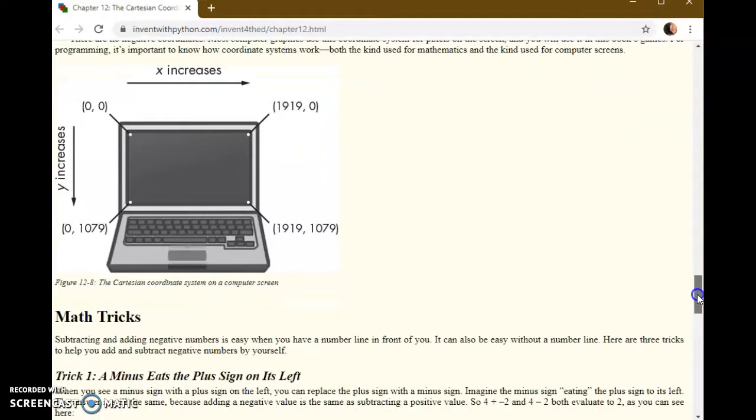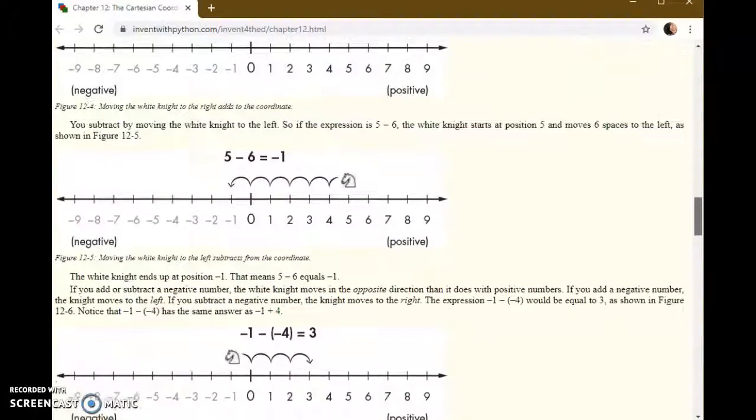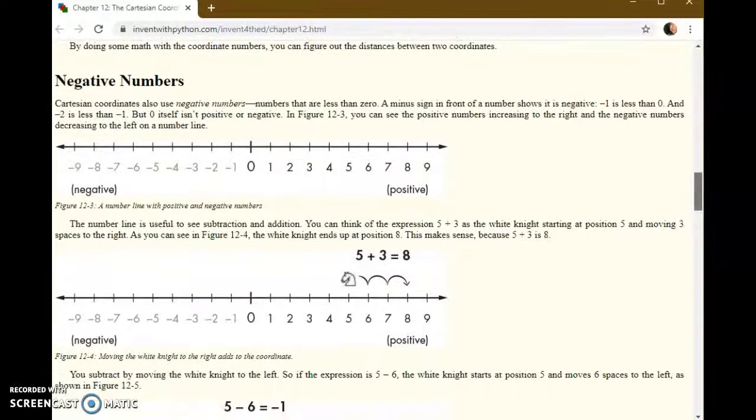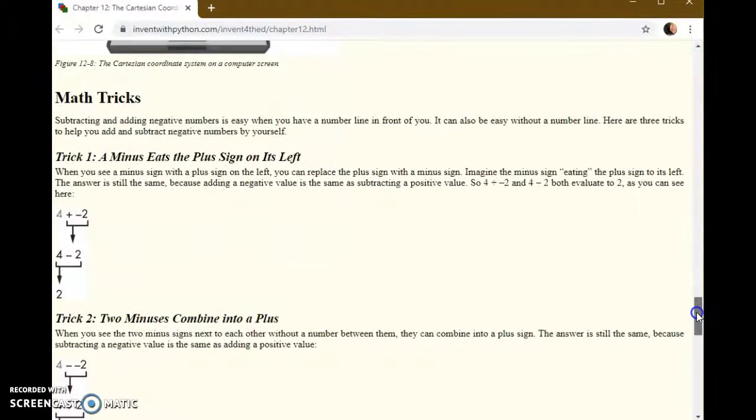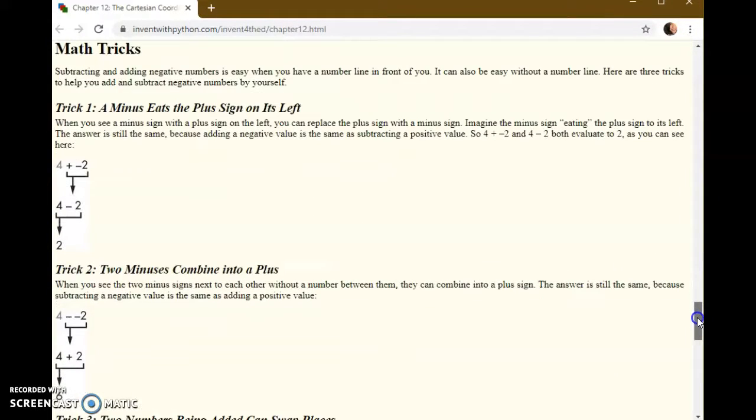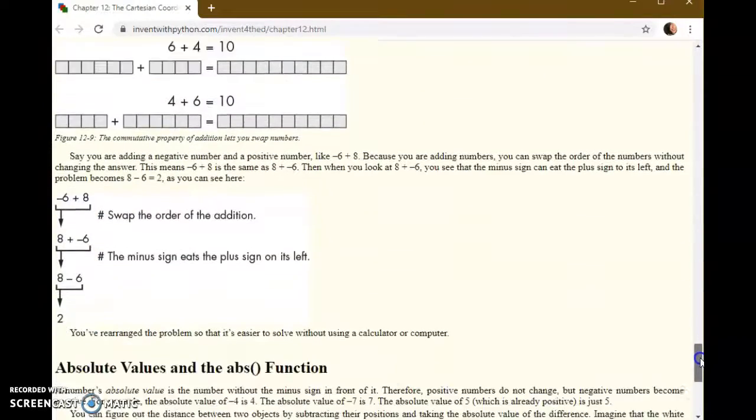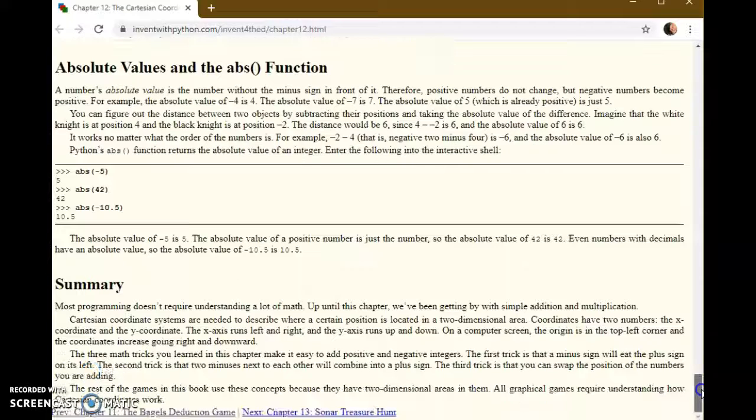If x decreases, which is a negative number, when x decreases, that means that the position moves to the left. And if y decreases, that means the position moves up, or closer back to the origin of 0, 0. Okay, so there's some math tricks in here on how you think about movement. Please read through these different tricks and look at the absolute function. Most programming doesn't require a lot of math, but the Cartesian coordinate system is necessary for building games.